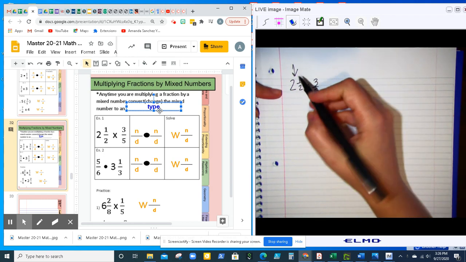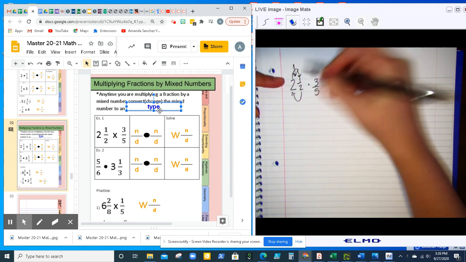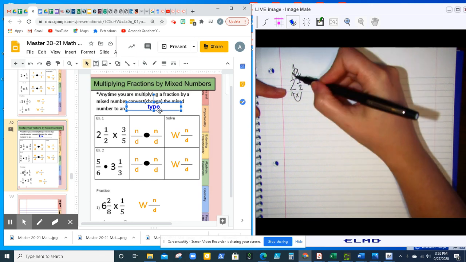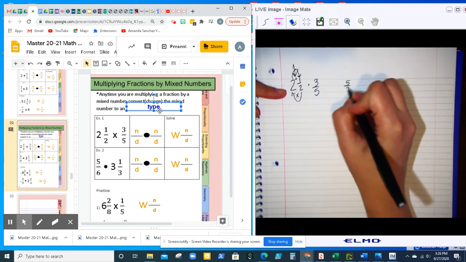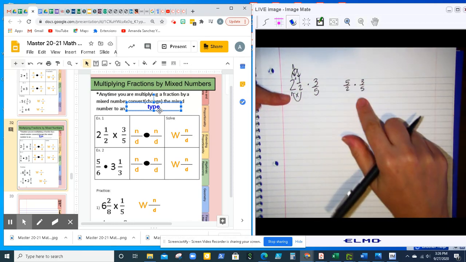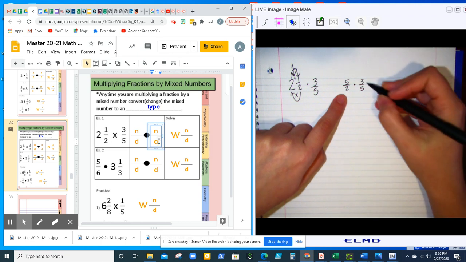So first example, you're going to remember what we did yesterday. Multiply and then add. So 2 times 2 is 4, plus 1 is 5. So this becomes 5 halves times 3/5. And then you multiply across. So you want to update it. You'll put 5 halves here and then 3/5 here and multiply across.